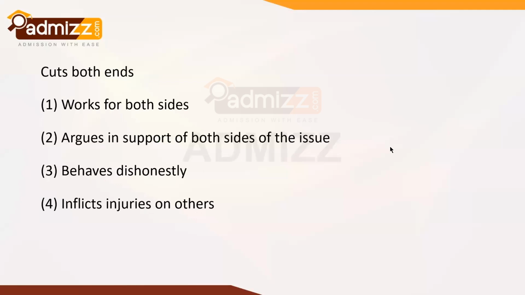Next up, we've got cuts both ends, right? Oh, apparently I showed the answer in this case. So cuts both ends means to argue in support of both sides of the issue. It makes sense, right? Cutting at both ends means to equally favor both sides in a particular circumstance or discussion. Now, option number 2 and option number 1 seem quite similar in this case, working for both sides and arguing in support of both sides of the issue.